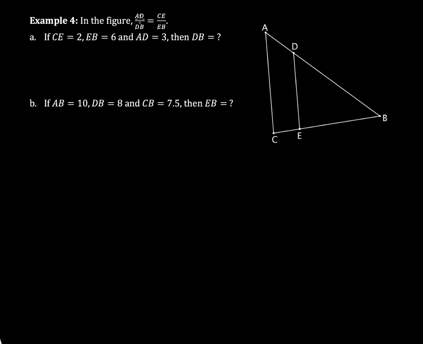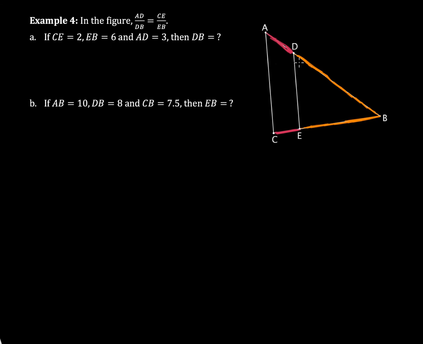In this figure here, we have a relationship where two ratios are equal to each other. We have a proportion. Let's do some color coding here. AD over DB is equal to CE over EB. Sometimes it's helpful to color code those so you can see what parts are being compared to what.